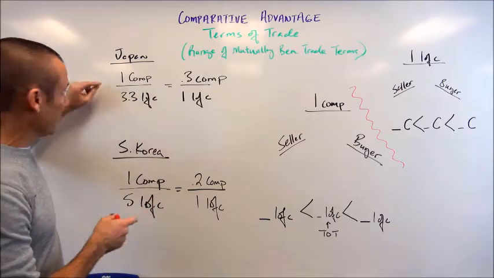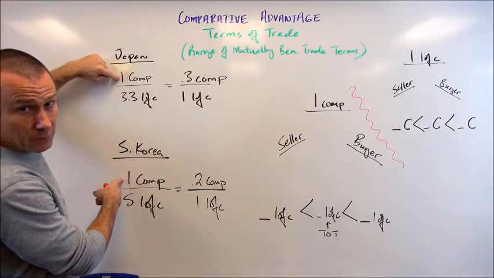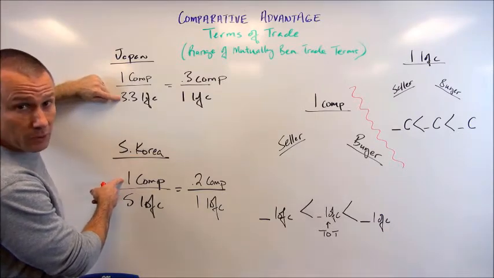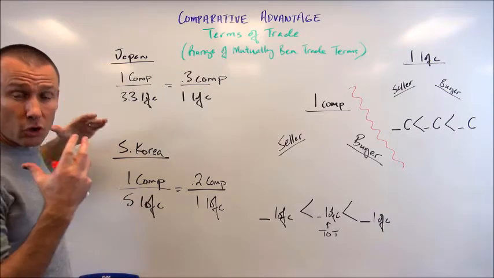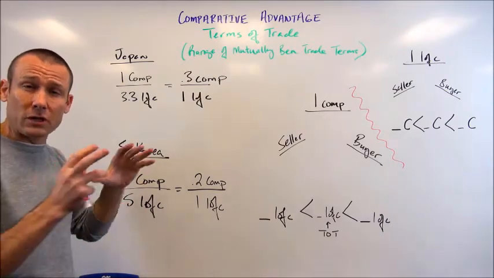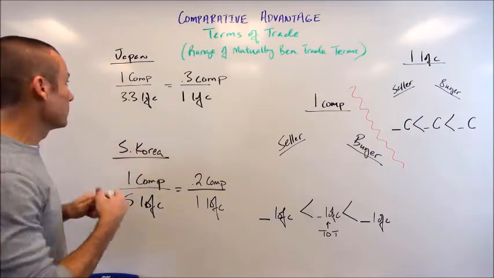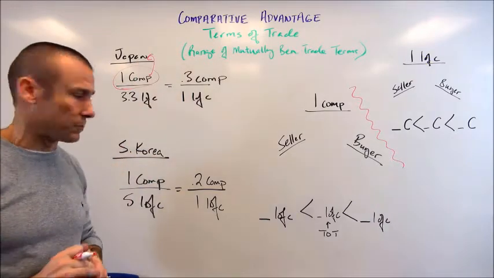But let's just do it real quick. One computer, so we're comparing apples to apples, or computers to computers. Japan makes one computer, they give up 3.3 lines of code. South Korea makes one computer, they give up 5 lines of code. Who has the lowest opportunity cost? Who's the lowest cost producer? Well, Japan. So I'm just going to circle that and point right up there to Japan. Japan's got it for computers.